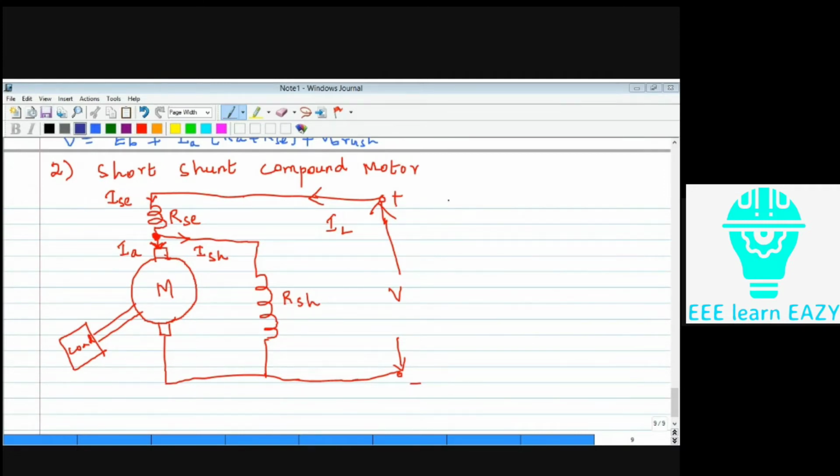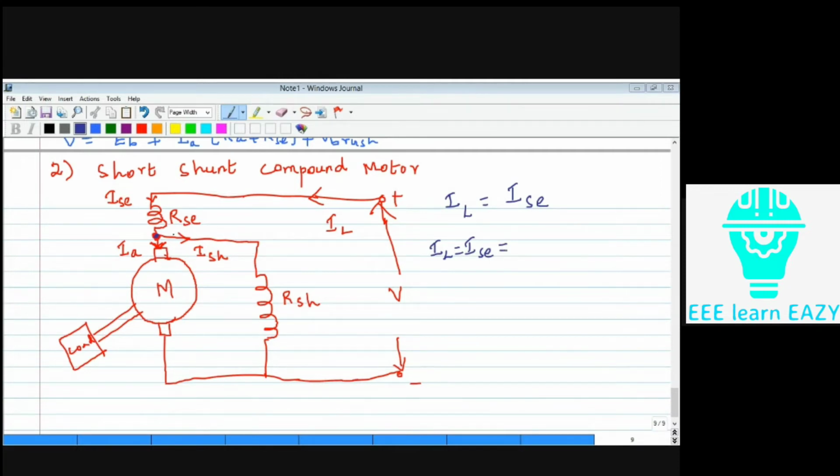So IL will be equal to... this IL is going to flow here as I series. Therefore, IL is equal to I series. But if you see here at this junction, I series is incoming current, correct? IL or I series, both are equal. So IL is equal to I series is the incoming current.